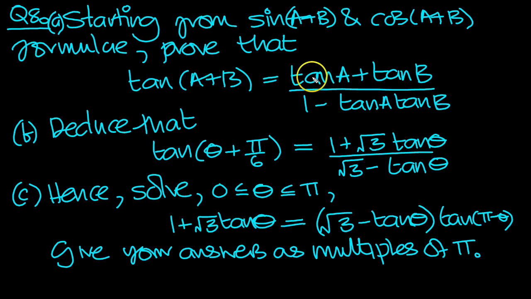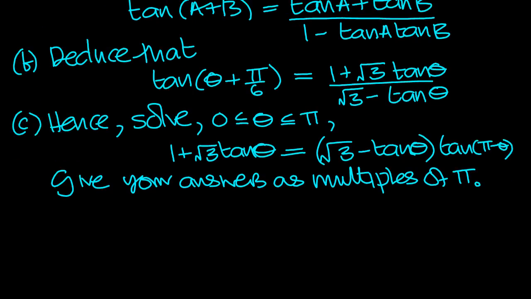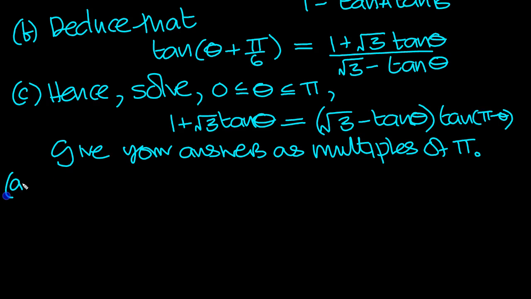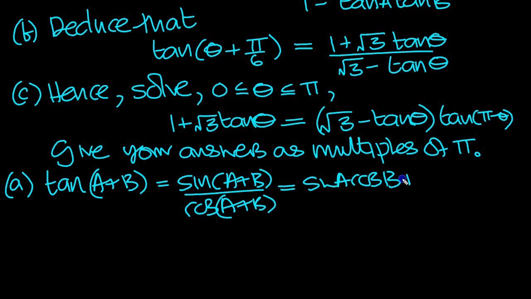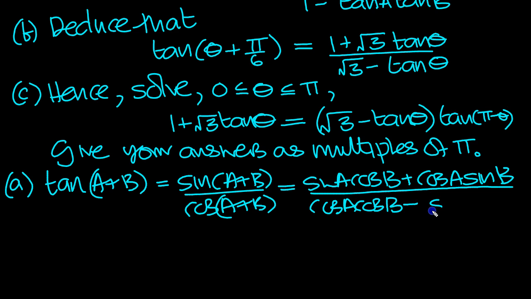So I've written the question down here in summary form. Let's have a look at it then. We just need a bit of bookwork here, so let's do the bookwork first. So part A, tan of a plus b. Well, that's sine over cosine, isn't it? Use the compound angle formula now for these two formulae. Sine cos, isn't it? Plus cos sine. Divided by, and then cos is cos cos, cos A cos B, minus sine A sine B.